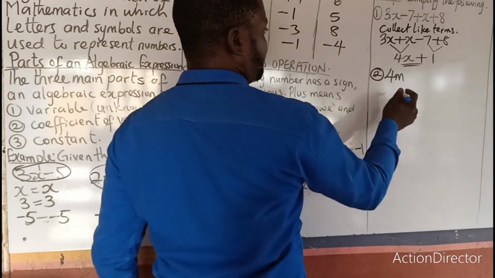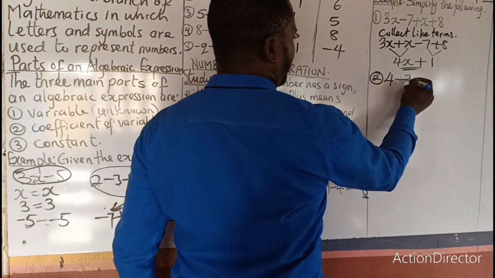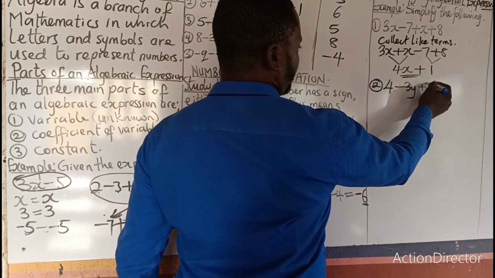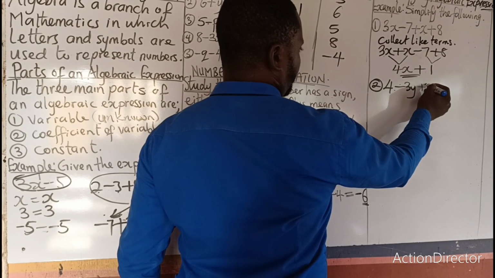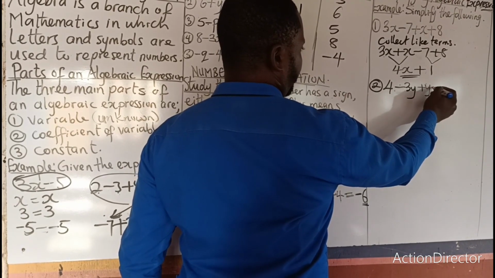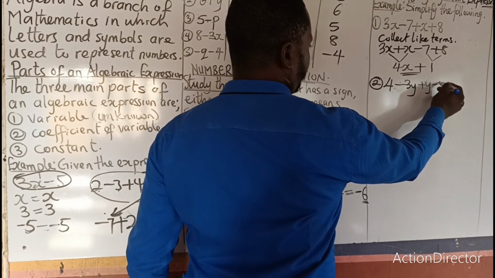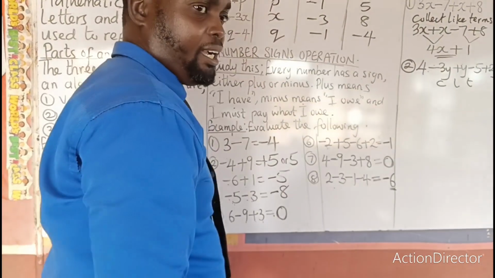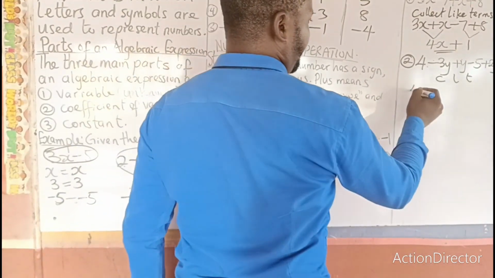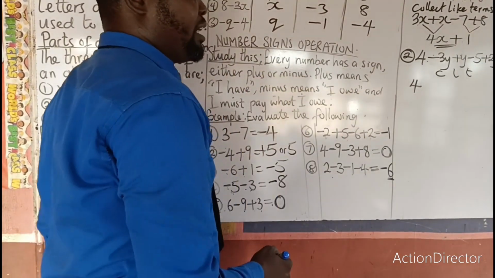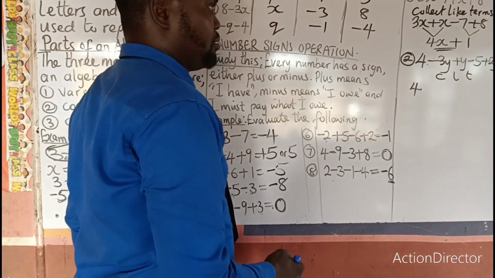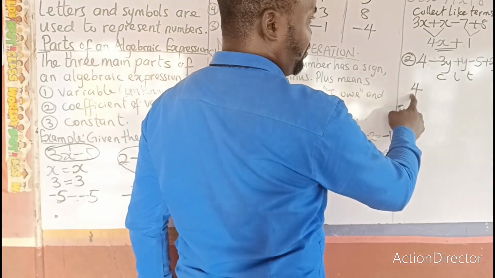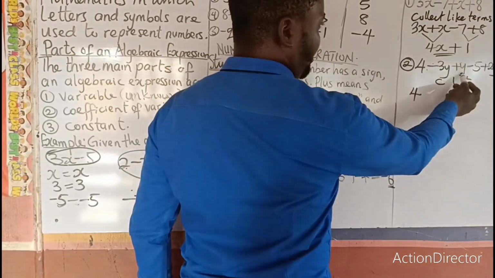Let's say 4 minus 3y plus y minus 5. Like this, collect like terms. Then what's the next thing? 4. Which number looks like 4? That is, 4 is a constant, right? Which other one is a constant like that? We have what? Minus 5.